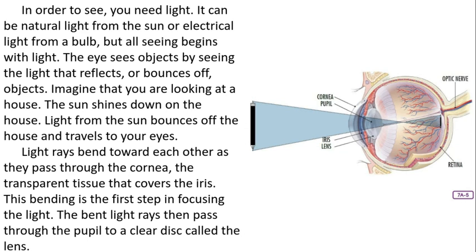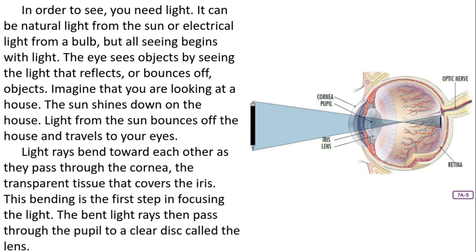The bent light rays then pass through the pupil to a clear disc called the lens. The rubbery, flexible lens adjusts its shape in order to focus on near or distant objects, creating crisp images. As the light rays pass through the lens, they bend even closer, crossing one another, and land on the cup-shaped retina at the back of the eye. An image of the house is formed on the retina, but because light rays are bent, the image appears upside down on the retina.